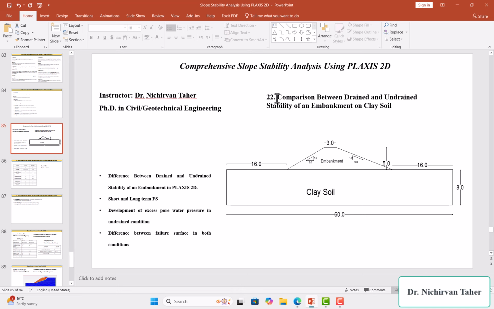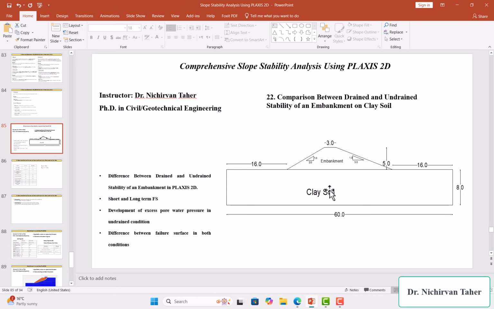This is tutorial number 22, comparison between a drained and undrained stability of an embankment on clay soil. In the previous lecture, we explained the difference between drained, undrained A, B, and C in PLAXIS 2D. So in this example, we will try to compare the difference between embankment on drained clay soil and also embankment on undrained clay soil.